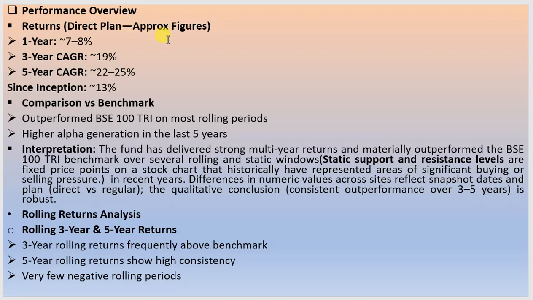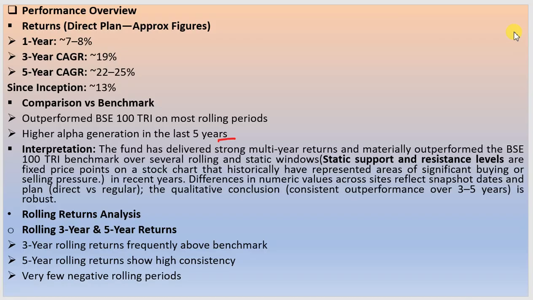Returns, direct plan, approximate figures: 1 year 7 to 8%, 3 year CAGR 19%, 5 year CAGR 22.25%, since inception 13%. Comparison versus benchmark: outperformed BSE 100 TRI on most rolling periods, with higher alpha generation in the last 5 years. Performance has been strong over medium to long horizons, showing consistent alpha creation, especially during market up cycles. We will see later what the alpha is.